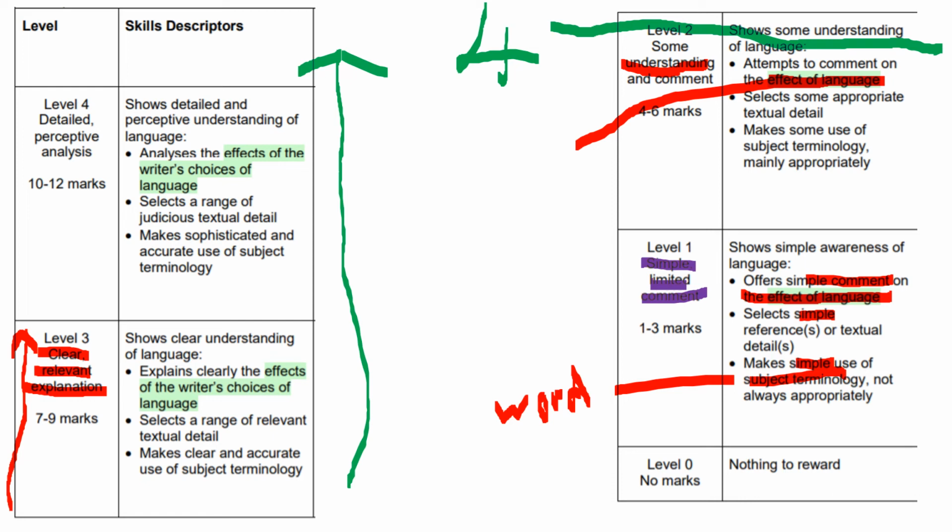And look here, explain clearly. It's about your explanation of the effects of the writer's choices. Be careful with that word effects. It doesn't necessarily mean the effect on the reader. It's talking about why the writer has chosen it. So meaning comes under that word effects. What does the writer really mean when they made this choice?